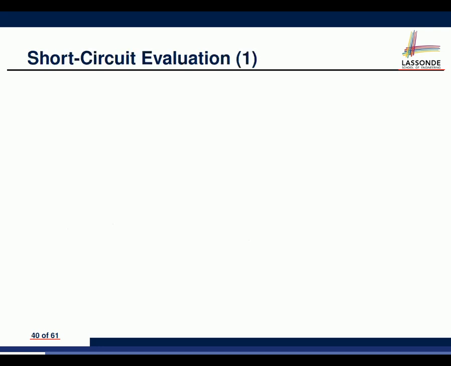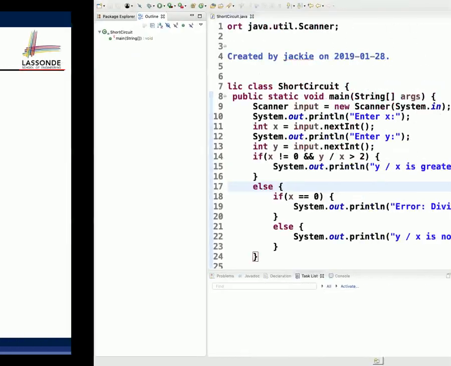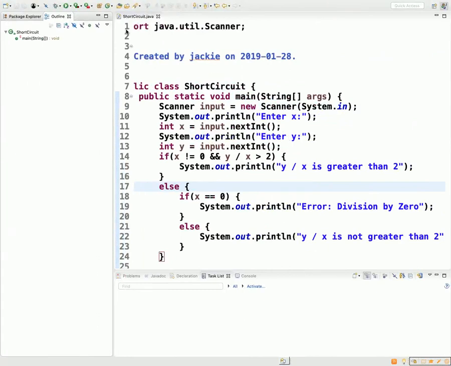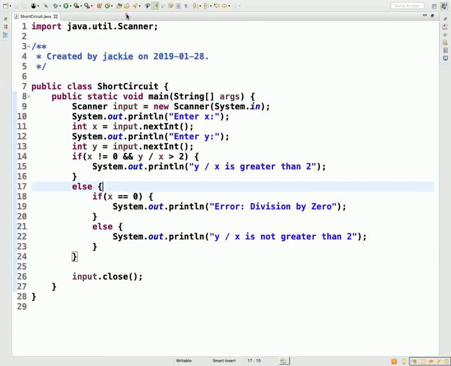So now let's talk about something very interesting over here. It's something called short circuit evaluation. Let me show you some Java code on Eclipse first, and then we want to figure out from the errors that we are having. So that's something I want to show you. I'm going to make this source code available to you after class today.